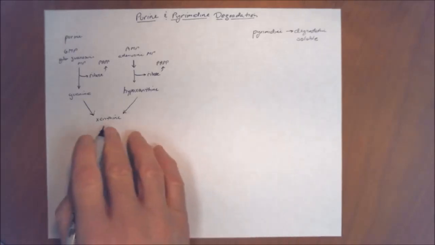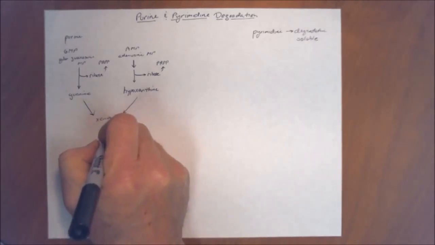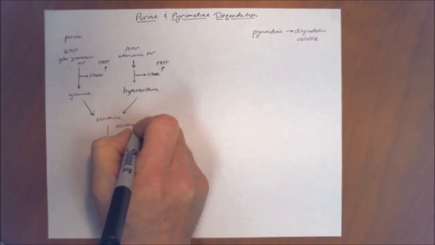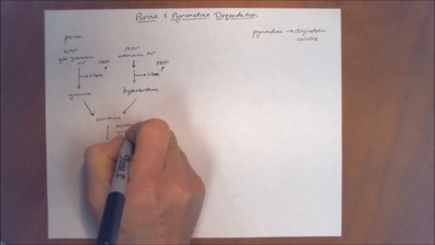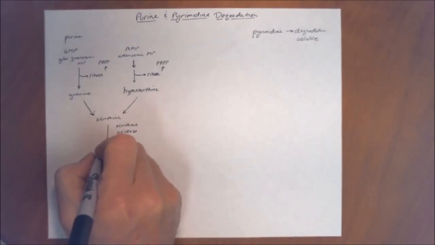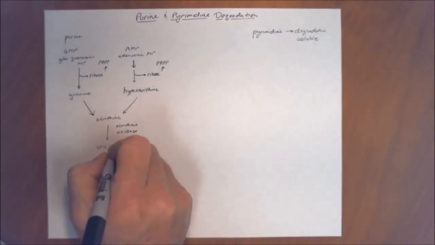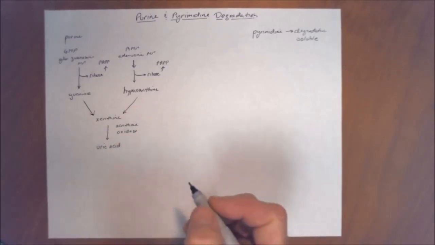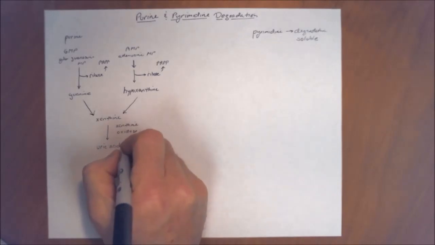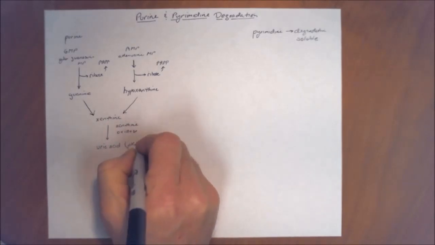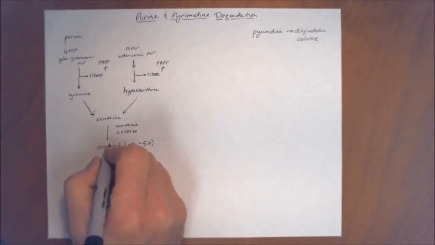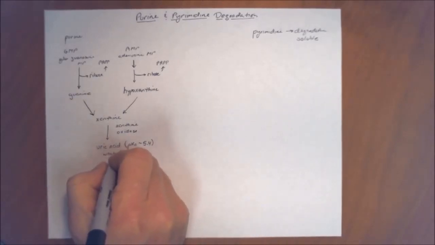Once we have the product of xanthine, an enzyme called xanthine oxidase will generate the product uric acid. Now uric acid is a general acid, of course. It has a pKa of approximately 5.4. So that makes this essentially a weak acid.